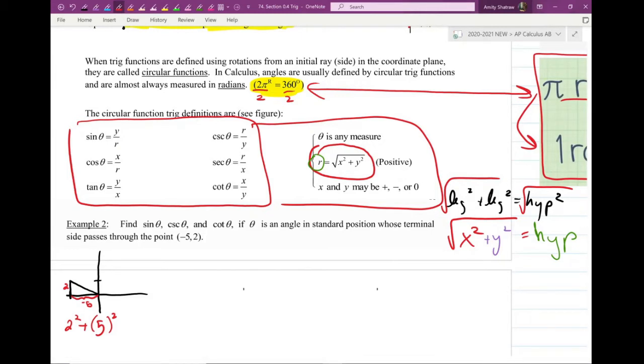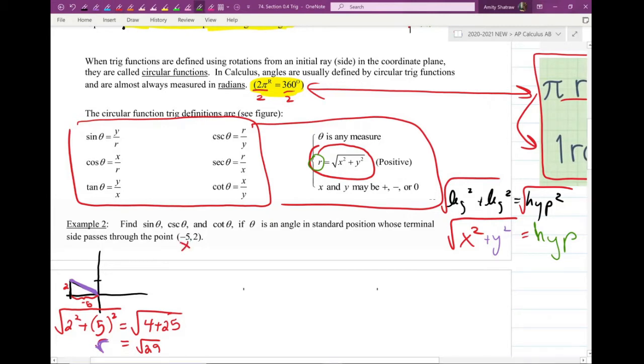So don't even bother to write the negatives at all, because what you're going to end up with is needing to take the square root of 2 positive numbers, which are going to be 4 and 25 being added together, which will end up giving me the square root of 29. So that's what r is. That's the distance from here to here. And this is the length of that piece. That's r, okay? Now that I know x, I do know x, by the way. This is x, and I know y.